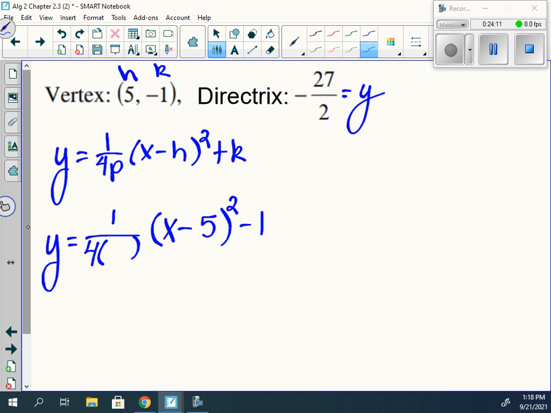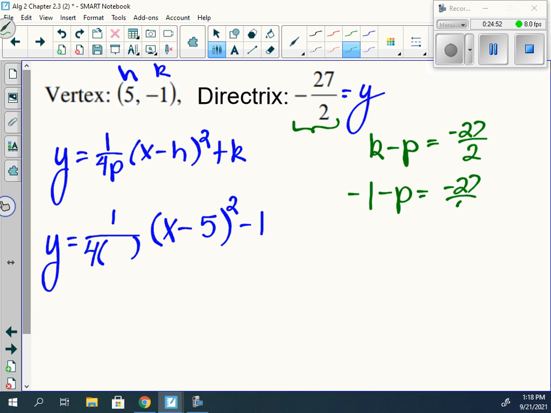Now the general equation for the directrix was y equals what? Almost. So k minus p is the general form of the directrix, y equals k minus p. Now what did we say in this here that k minus p equaled? -27/2, because that's what they told us the directrix was. Now do we know what the value of k is? So -1 minus p is equal to -27/2.